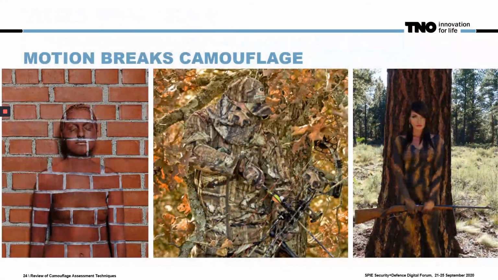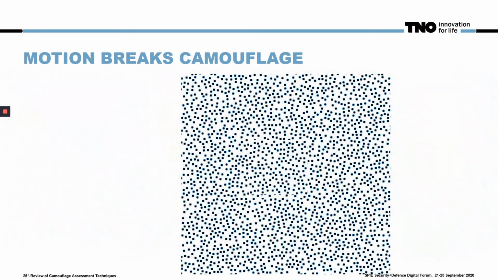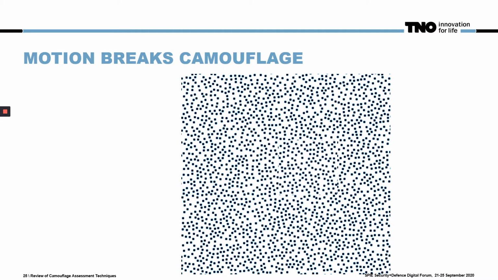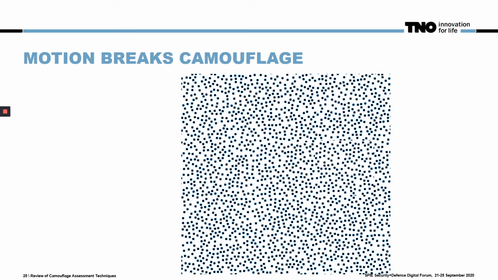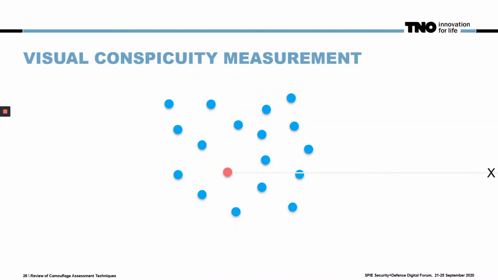While camouflage may be near perfect in a given situation, it is broken as soon as the target moves. The conspicuity measurement procedure is as follows.